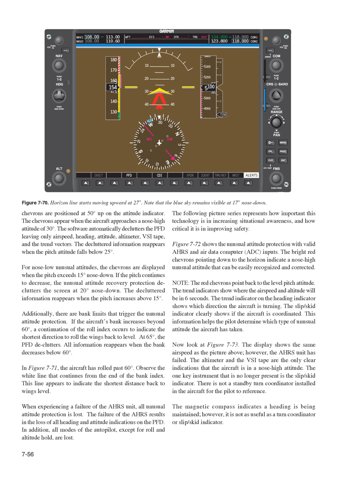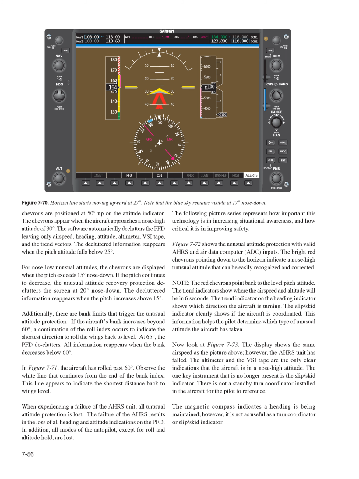For nose-low unusual attitudes, the chevrons are displayed when the pitch exceeds 15 degrees nose down. If the pitch continues to decrease, the unusual attitude recovery protection declutters the screen at 20 degrees nose down. The decluttered information reappears when the pitch increases above 15 degrees.